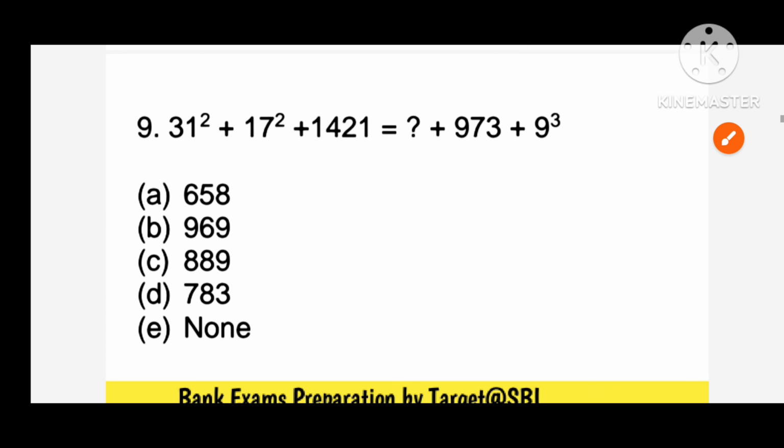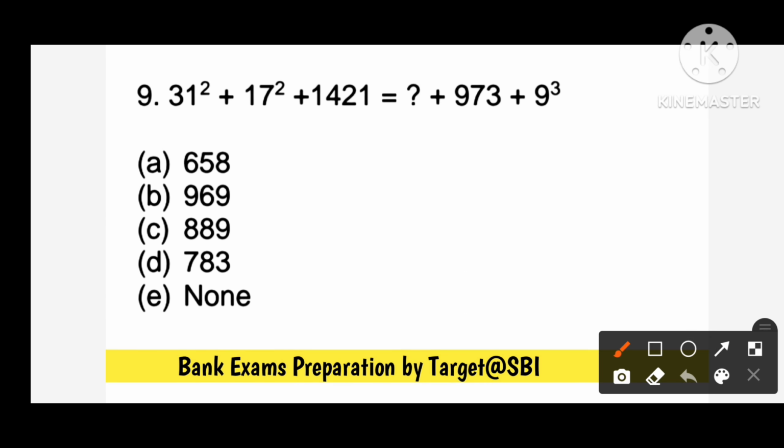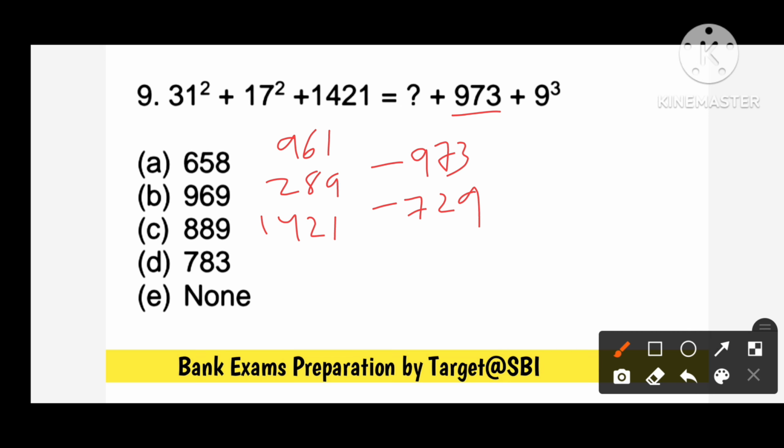Next, question number 9. 31 square, 961, 17 square, 289, 1421. This comes other side with 973 in the minus. Minus 9 cube, 729. So here we have values of 12, 10, 17. So eliminating them, we have 9 at the unit digit. 10, 16.